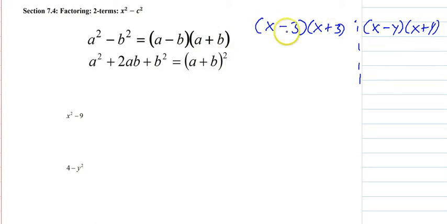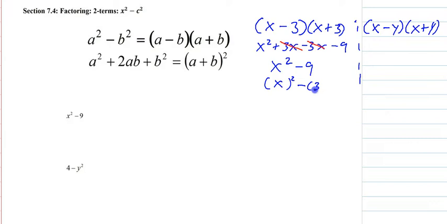Anytime you have these two binomials and you multiply them, you get x squared plus 3x minus 3x minus 9. And in the middle, those two terms are just going to cancel. So all we're left with is x squared minus 9. Two terms. And if you notice, what is x squared? It's x squared. And what is 3 squared? 9. This was our a, and this was our b. It's a minus b, a plus b, and you're going to get a squared minus b squared.